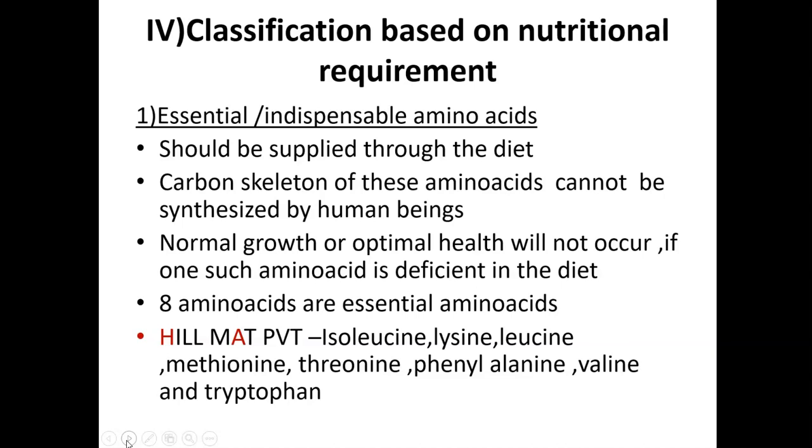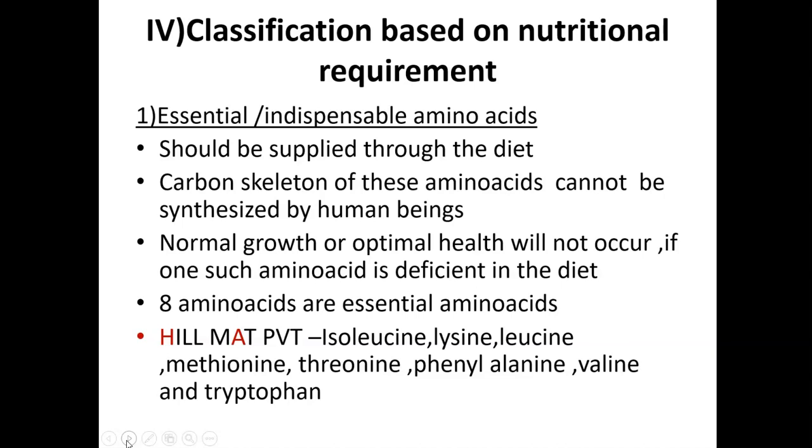So which are the 8 essential amino acids? Isoleucine, lysine, leucine, that is ILL, M for methionine, T for threonine, P for phenylalanine, V for valine and the last T for tryptophan. There are 3 amino acids starting with T. Which are they? Threonine, tryptophan and tyrosine. Among these 3, only one amino acid is non-essential and the other 2 are essential.